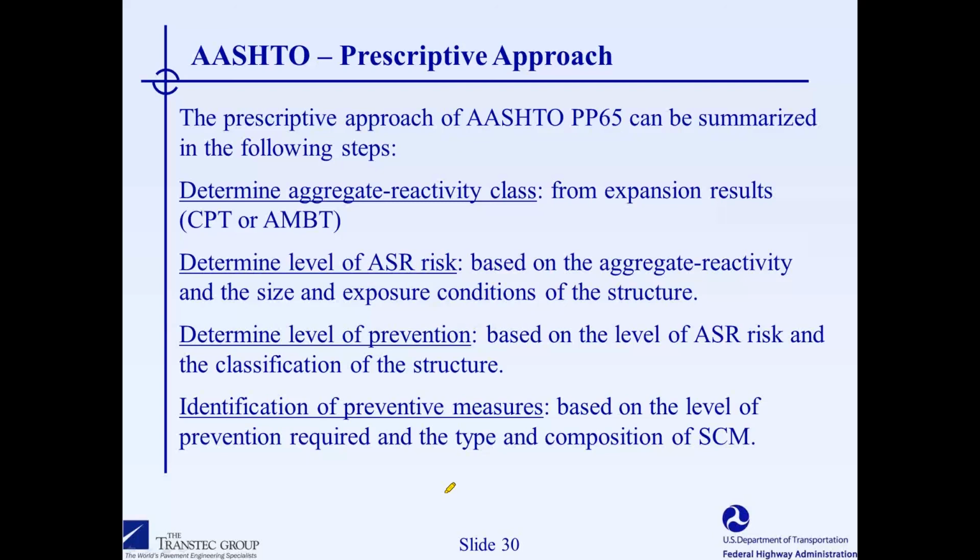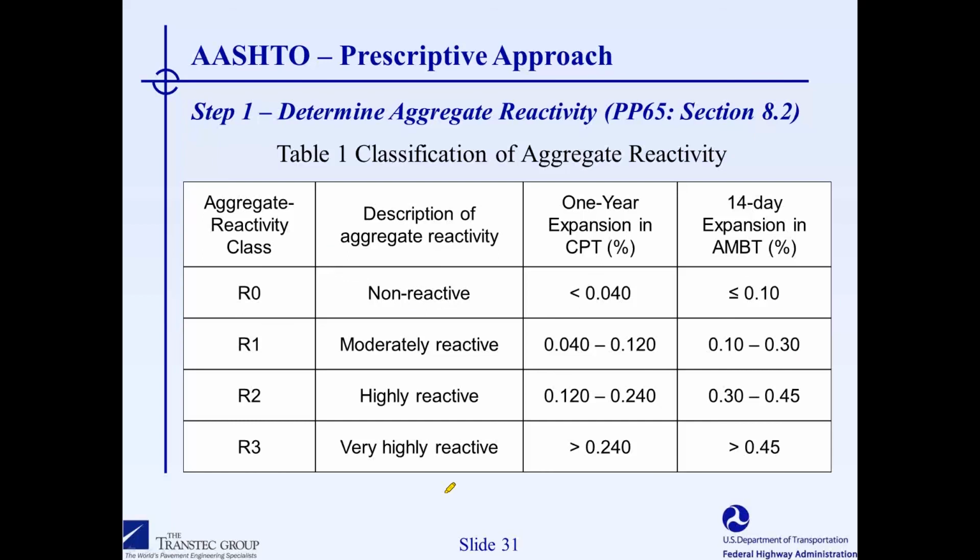In the prescriptive approach, it can seem a little bit daunting at first because there's a number of tables you have to move through. You're essentially doing just 4 fairly simple steps. The first is we're going to determine just how reactive our aggregate is. Remember, we know it's reactive or we wouldn't be in step 2. We've determined the level of ASR risk, determine the level of prevention, and then identify what suitable preventive measures are necessary. So we're going to go through this 4-step program.